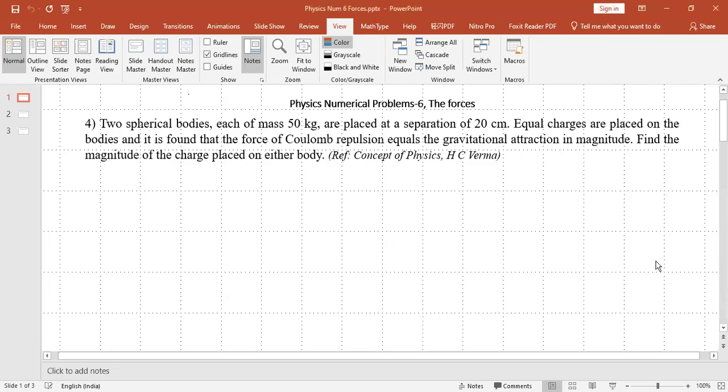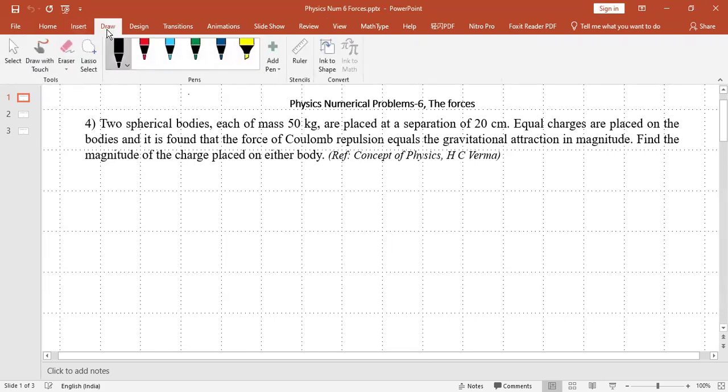Let's take this problem of the chapter. The first problem says two spherical bodies, each of mass 50 kg, are placed at a separation of 20 centimeters.